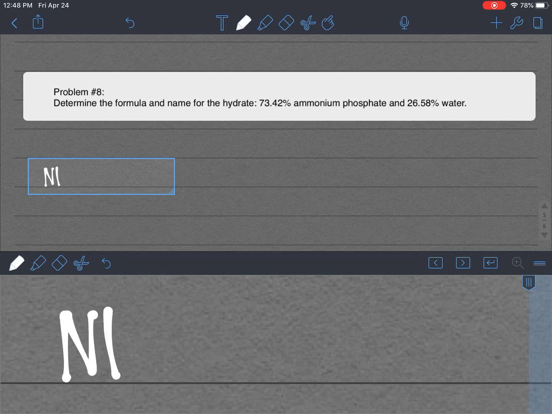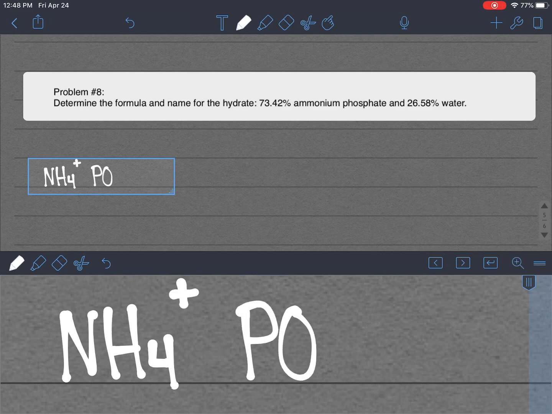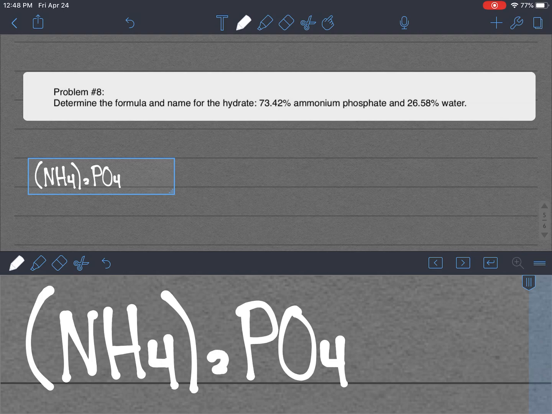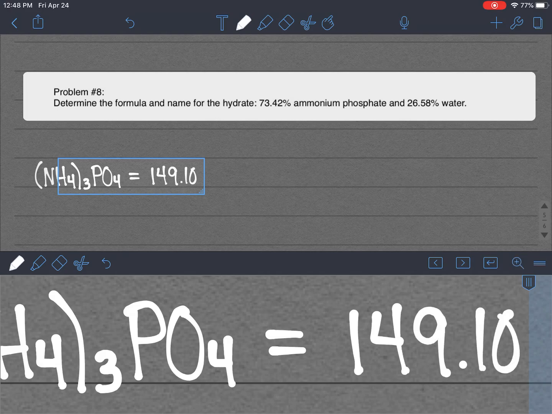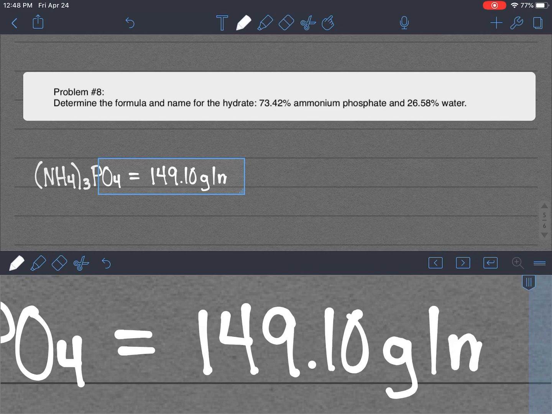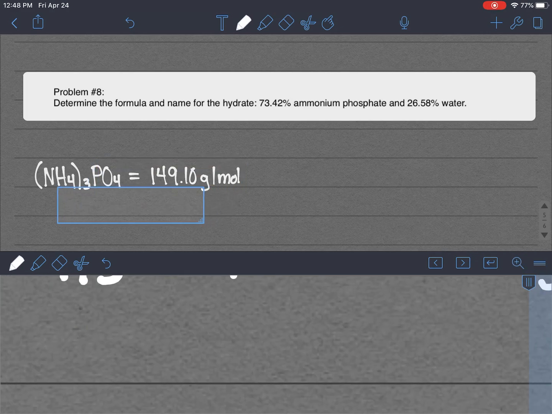So again, ammonium phosphate, I would highly, highly encourage you guys to write out that formula first. So we know that it's NH4, and that has a positive charge, and then we have phosphate, PO4, which has a 3 negative charge. So this one is actually going to be (NH4)3PO4. Once you know that, go ahead and calculate out the molar mass. Again, this is part of what takes so much time. First you have to write the formula, then you have to calculate the molar mass of that. So when I calculate that, I get 149.10 grams per mole.